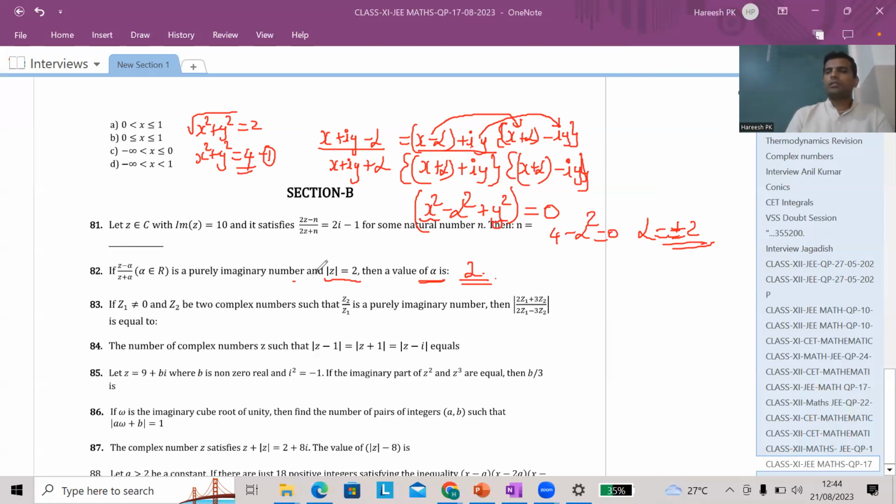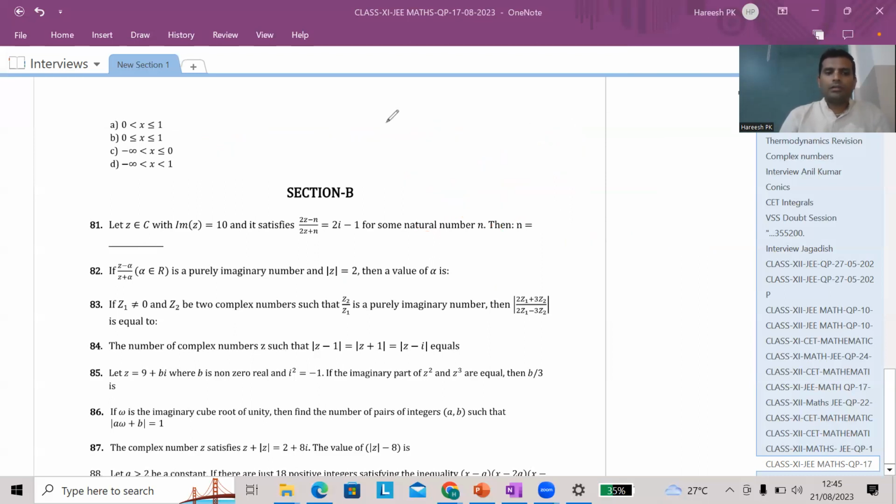Again, first two questions, what was our starting point? Just replace z with x plus iota y, and that itself will take you to the answer. The 83rd question needs a slightly different approach. We have solved a similar question in your CET module. Whenever they say z2 by z1 is purely imaginary, we can write z2 by z1 is simply iota times y.